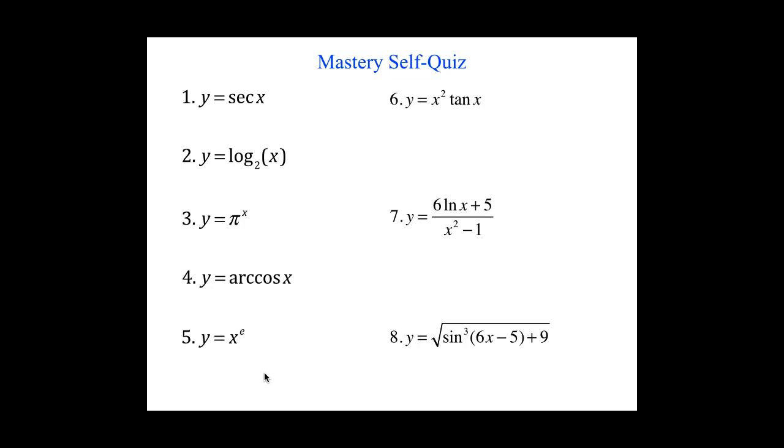Things like 6, 7, and 8 that look like a mess, make sure you think to yourself, what's the overall structure of this? Like, there's lots of pieces. Is it a product? Is it a quotient? Or is it a composition of functions? Or some combination thereof?